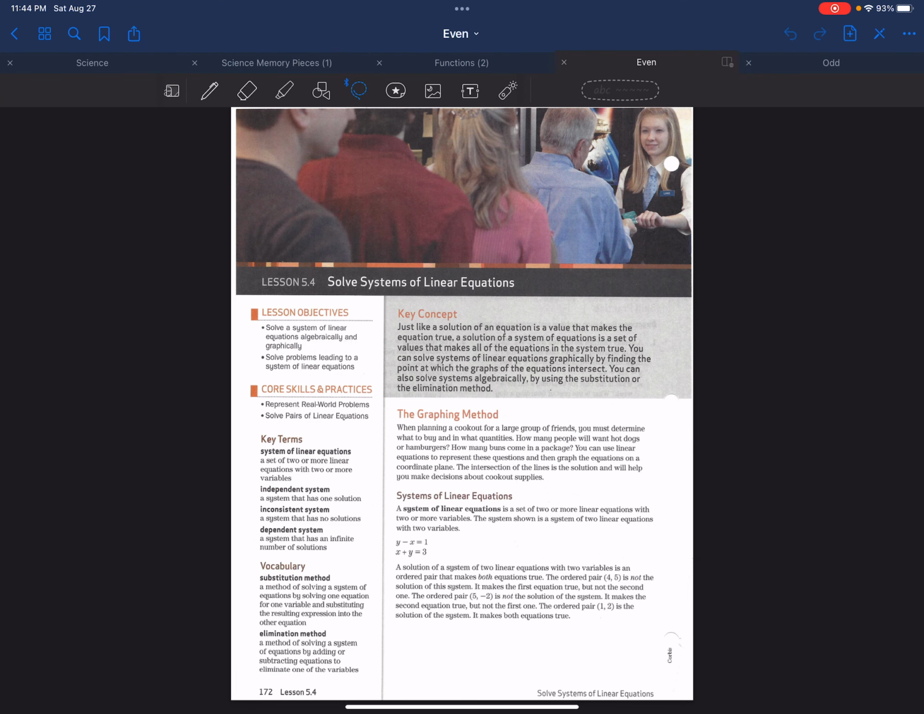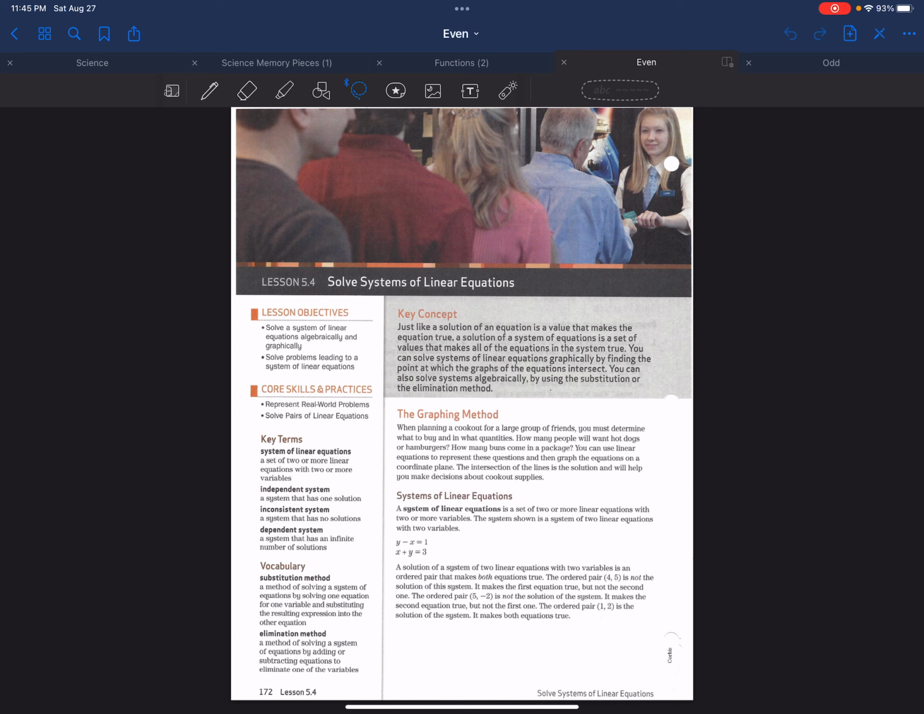We are beginning lesson 5.4. So we're still in chapter 5. This is the last lesson, I believe, in the chapter. And this one is talking about systems of linear equations.